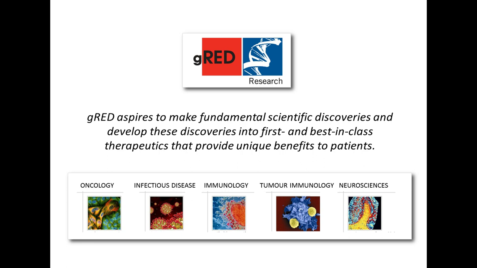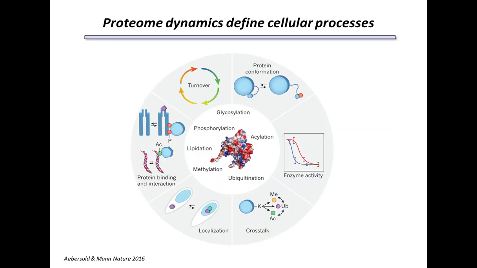Just as one slide of background, both Lilian and I are members of an organization known as GRED, or Genentech Research and Early Development, and our goal is to make fundamental scientific discoveries and then translate those into therapeutics that provide unique benefits for patients. These scientific discoveries span the full range of therapeutic areas, from oncology and immunology to neurosciences. And we're going to tell you about the way that we're using mass spectrometry as a technology to impact all of these different areas.